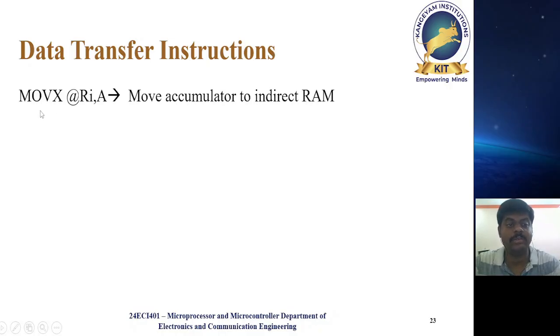External memory based instruction. Here we are going to see MOVX @Ri, A. Whatever value is stored in the register A will be moved to a memory location which is represented in the register. That memory location is an external memory location. A simple example: MOVX @R2, A.